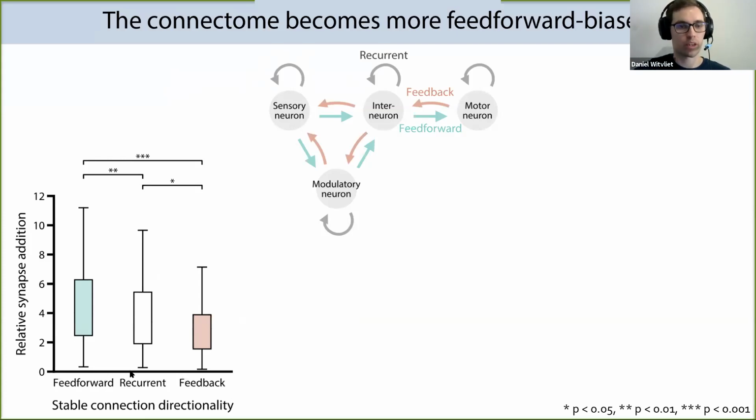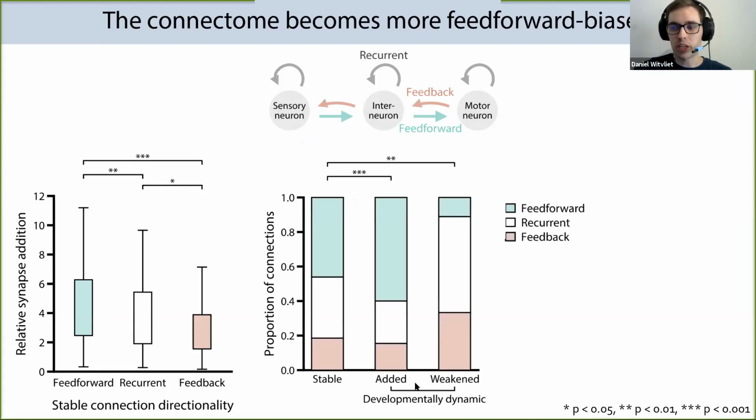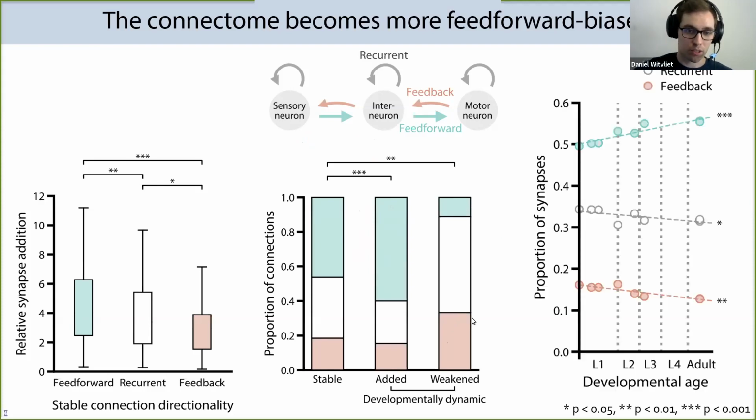And interestingly, we found that across maturation, stable feed-forward connections were preferentially strengthened more than feedback connections and recurrent connections. And similarly, new connections added during maturation were more likely to be feed-forward, and the connections that were weakened or removed during maturation were more likely to be feedback. So together, this results in the connectome becoming increasingly more feed-forward biased. So one global pattern of brain maturation increases the signal flow from sensation to action, making the brain more reflexive and less reflective with age.